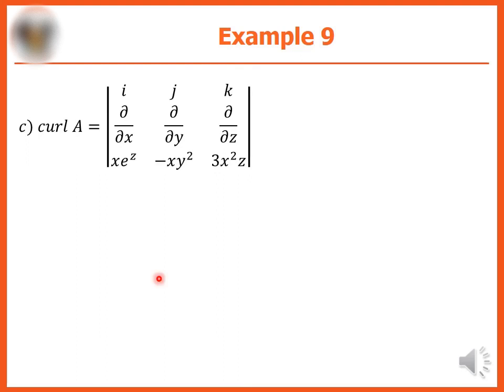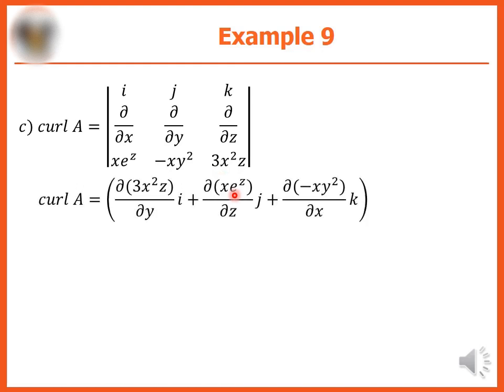And then, solving for the curl of A, we have this matrix: i, j, k, and then these partial derivatives. And then this is your A sub x, so we have x e raised to z. This is your A sub y, we have negative xy squared. And this is your A sub z, we have 3x squared z.